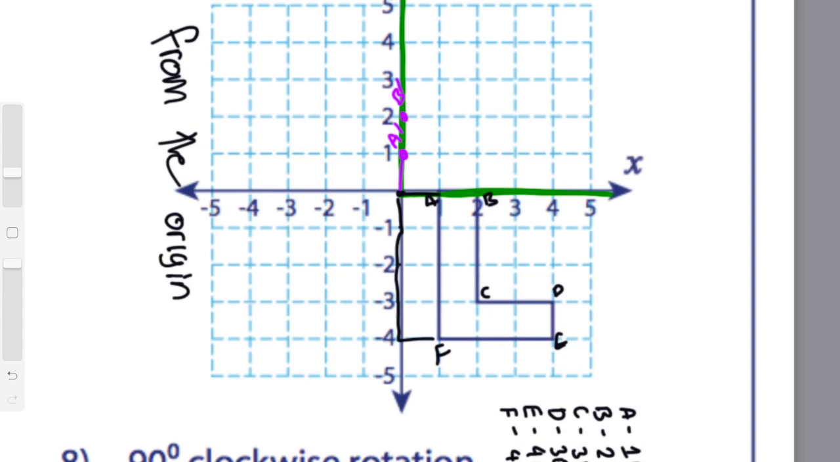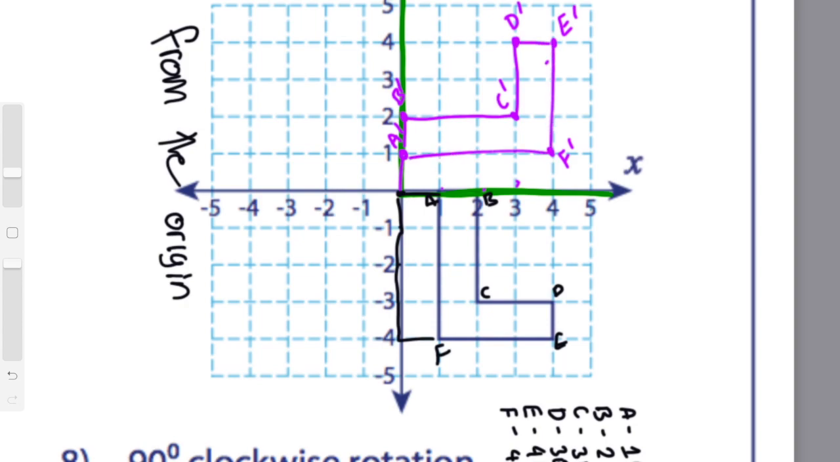C was 3 right and 2 up. 1, 2, 3 right, 2 up. C prime. D, 3 right, 4 up. 1, 2, 3, 1, 2, 3, 4. D prime. E, 4 right, 4 up. E prime. And F, 4 right, 1 up. F prime. And then I get my ruler and I connect them all up.